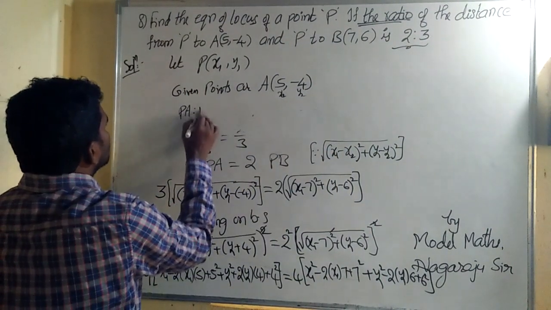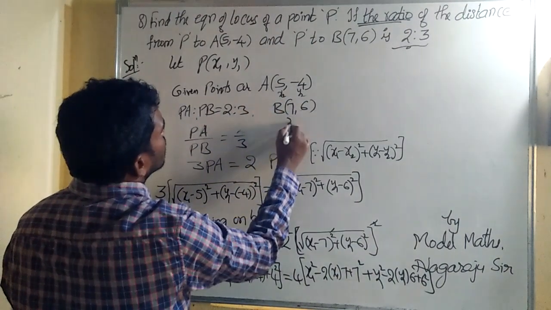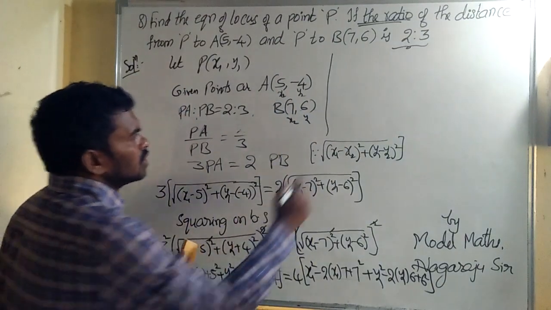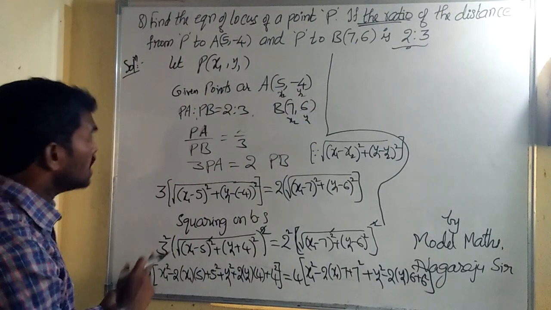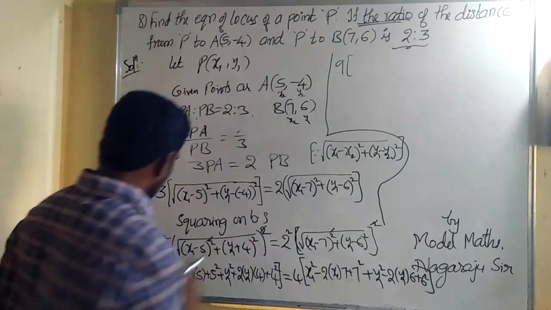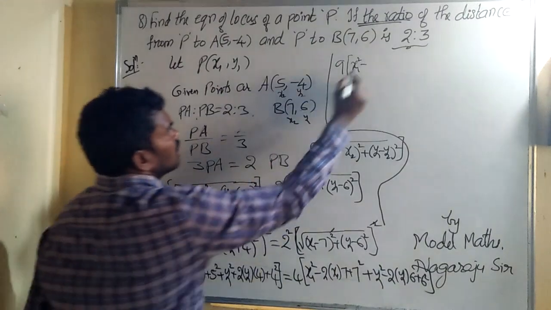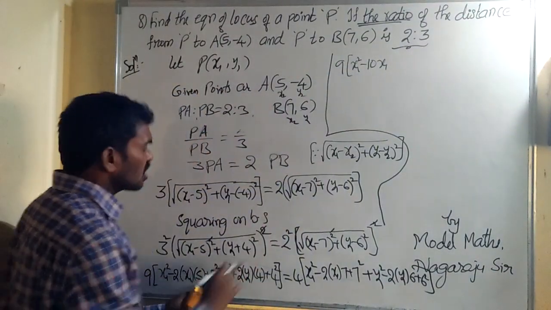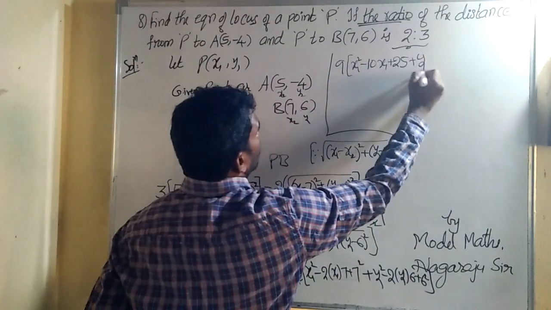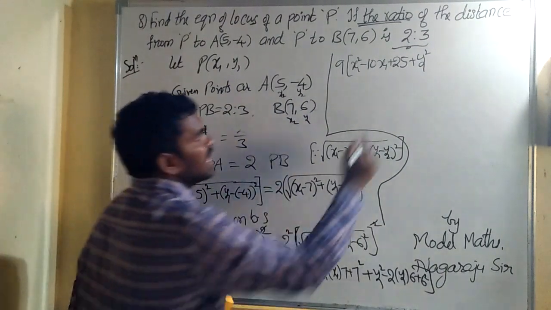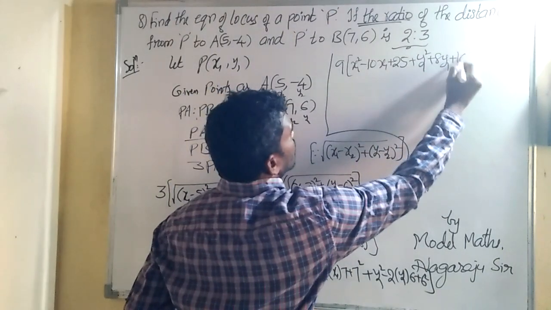PA is to PB is equal 2 is to 3 and B is 7 comma 6, x to y2. Next continuation I am writing there. 9 into x1 square means x1 square minus 2 5s are 10x1. Next 5 square means 5 5s are 25, plus y1 square means y1 square. Next plus 2 into 4, 8y1, plus 8y1. Next plus 4 square, 4 4s are 16, and close bracket.